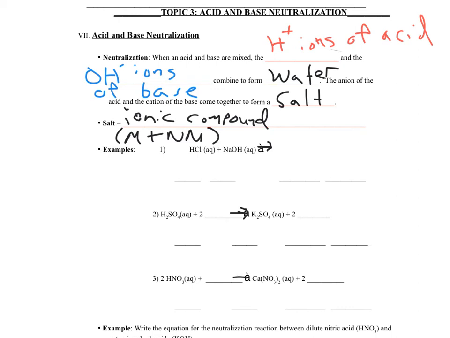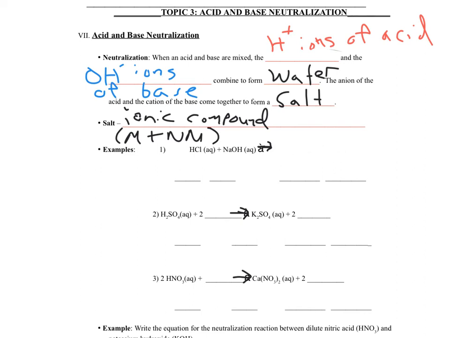So let me just change some of those. Okay. The first thing that we want to be able to do, just like normal, is be able to identify the acid and the base and the products. So like in this first equation right here, example number 1, it says HCl aqueous plus NaOH also aqueous yields and then blank, which we kind of have to figure out for ourselves.